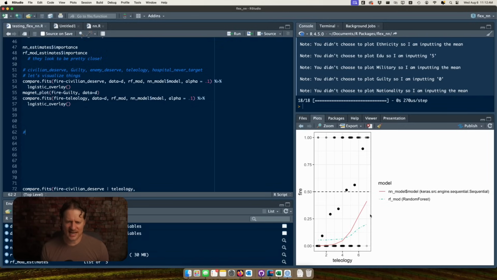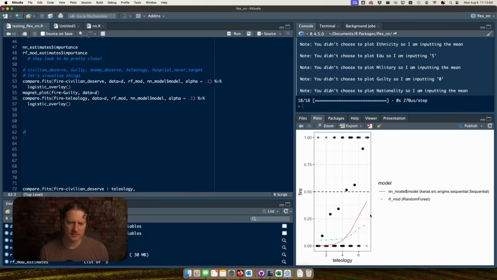So those scatter plot dots are basically looking at what we actually observed. So it's taking those with a teleology score of 1, I think it is, and computing the proportion of individuals who chose to fire versus not if their teleology score was 1. And then it's doing that for those who are 2, and then 3, and then 4, and then 5, 6, and 7. Yeah, because teleology is a Likert scale. So those are the observed.